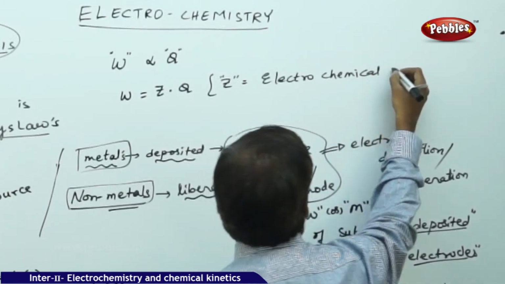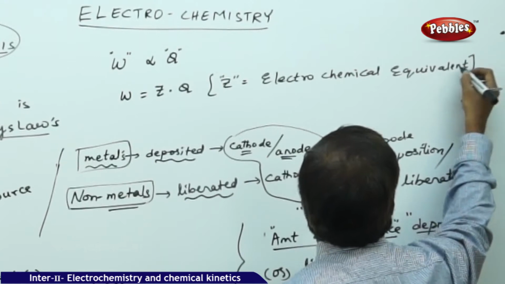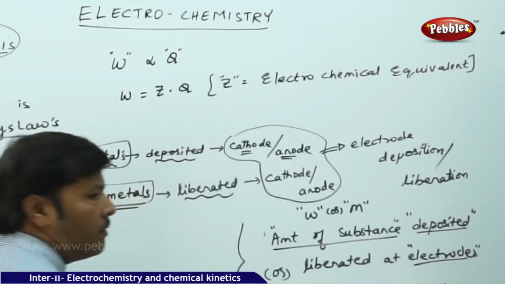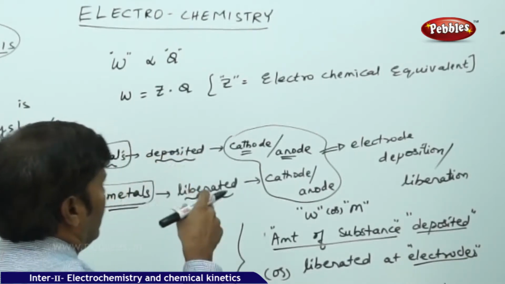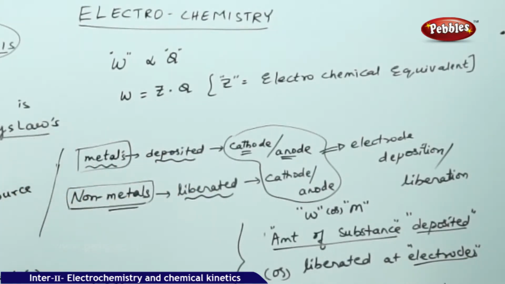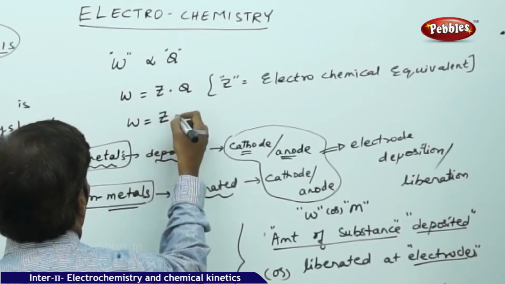Electrochemical equivalent, which depends on the nature of the electrolyte we are using in the electrolytic cell, and also the nature of the electrodes we are trying to use in the electrolytic cell. The Z depends on the electrolyte in the vessel, and also on the nature of the electrodes. So again, if you expand this, W is equal to Z into Q.